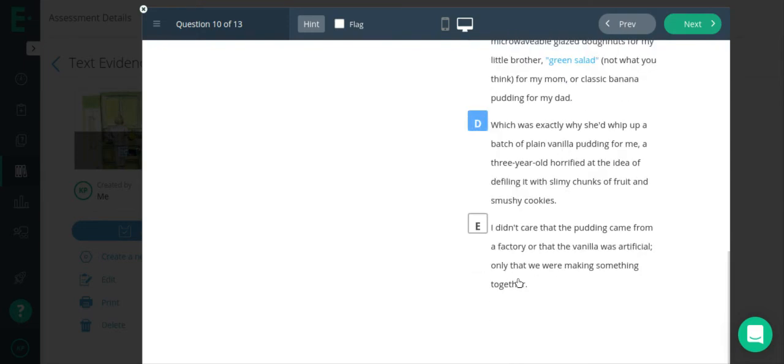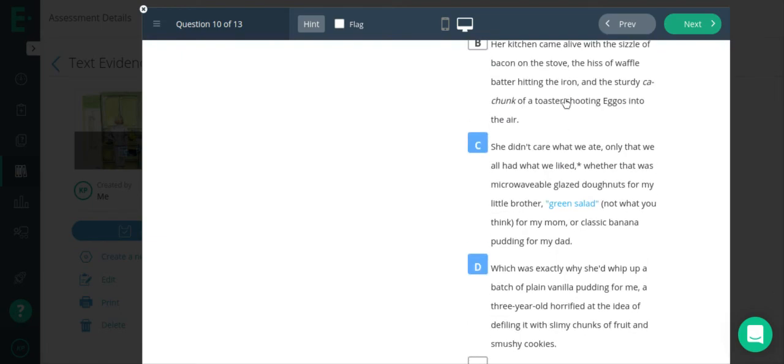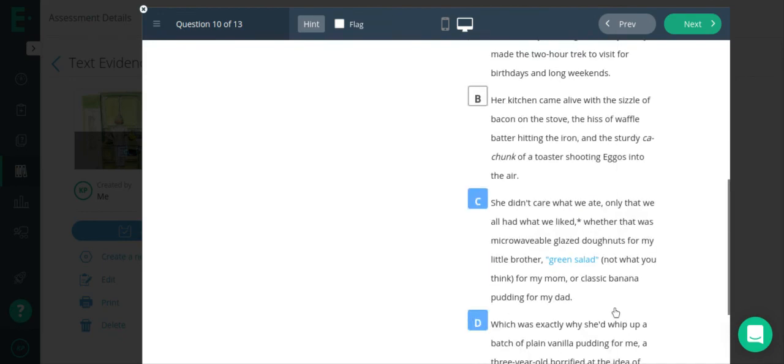All right. "I think that the pudding came from a factory, that the vanilla is artificial, only that we were making something together." Okay, that doesn't seem to really show her grandmother's goal either. So I'm going to keep these answers. I think those show that her goal was to make people happy.